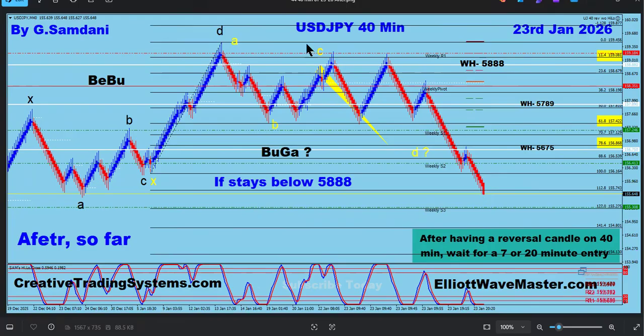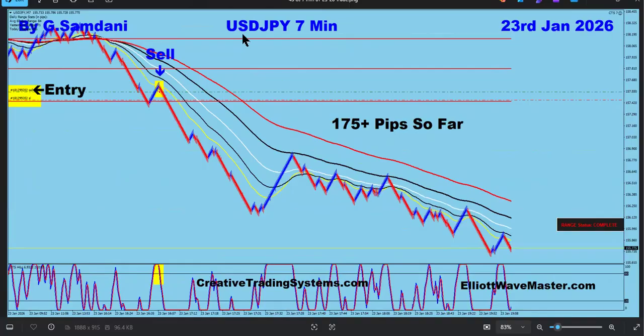So coming down on this one, where's the trade? Do I have any trade from the 7 minute or 20 minute? Yes, of course. The 7 minute entry was given here, taking the trade 175 pips all the way down. Right. So these are the only trades this week, and all the trades I plan ahead.